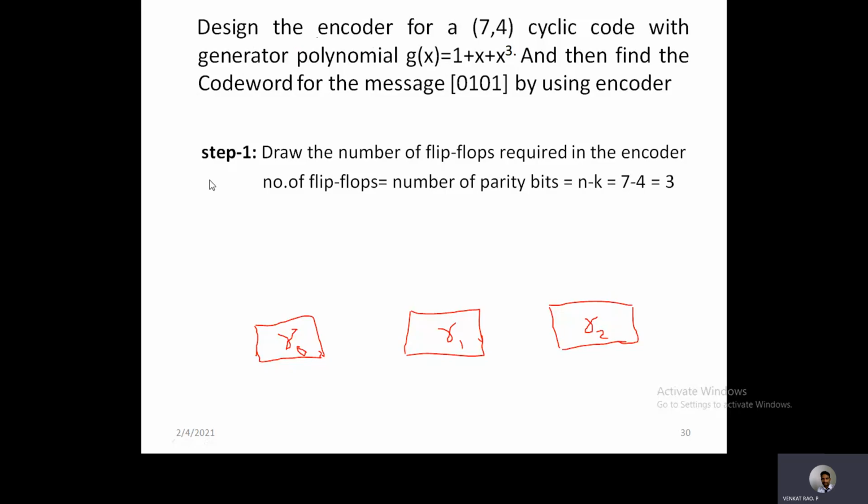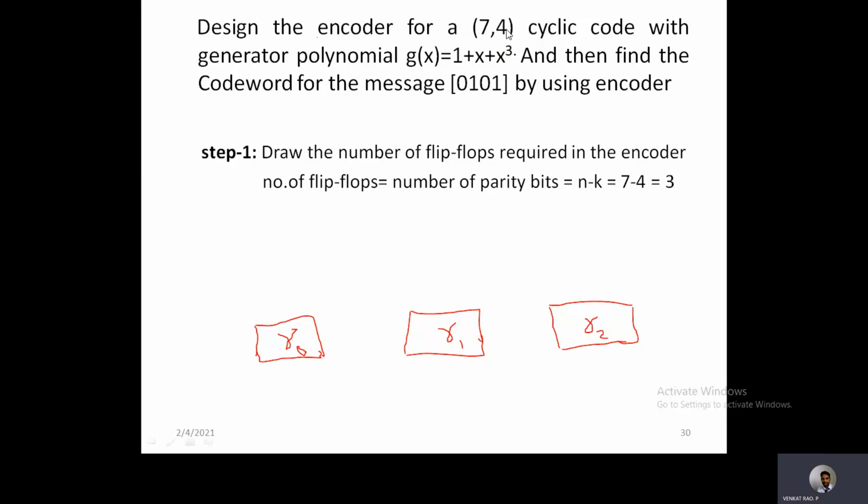Under step 1, the first thing is to draw the number of flip-flops required in the encoder. Suppose you observe that 3 blocks are drawn, R0, R1, R2. Let us represent them with notations. This is the first flip-flop, R0, R1, R2. So I identified that 3 flip-flops are there in this particular encoder diagram. How to identify the number of flip-flops? How do I know only 3 flip-flops are there? To know that, the number of flip-flops is equal to the number of parity bits, which is n minus k. What is the formula for the number of parity bits? That is n minus k.